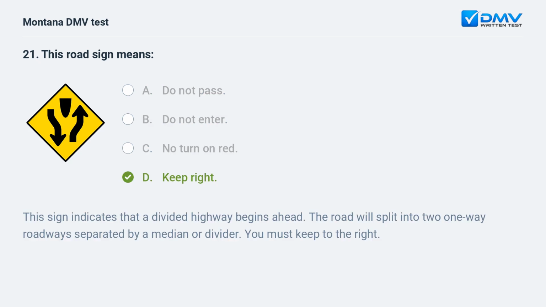D. Keep right. This sign indicates that a divided highway begins ahead. The road will split into two one-way roadways separated by a median or divider. You must keep to the right.